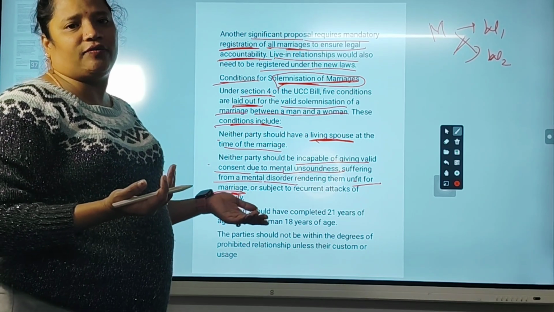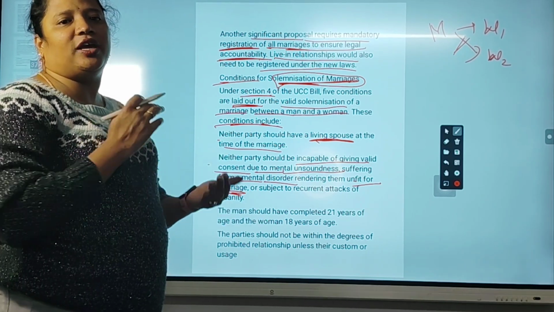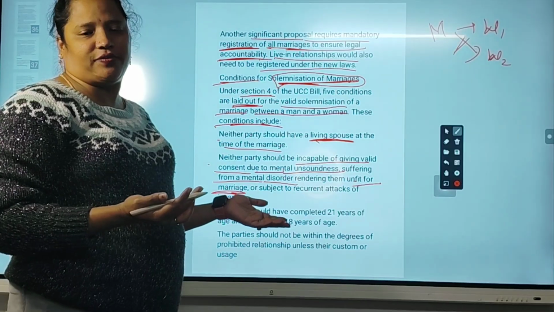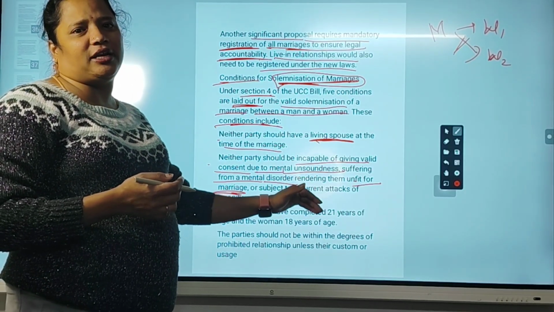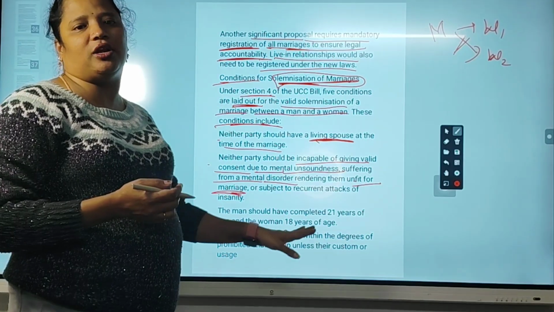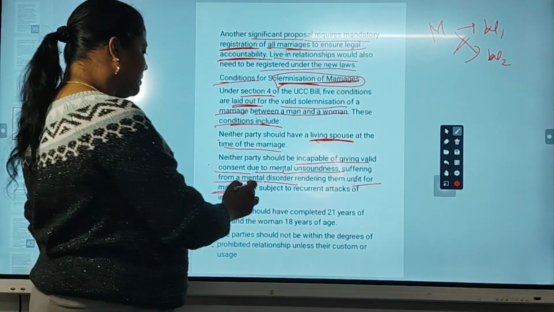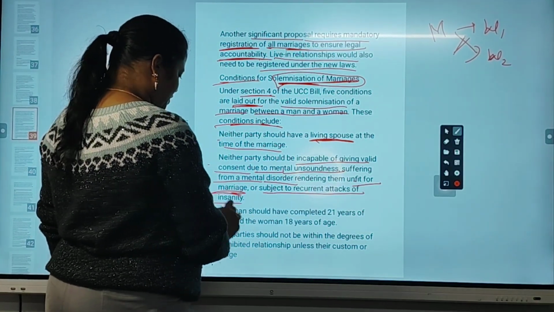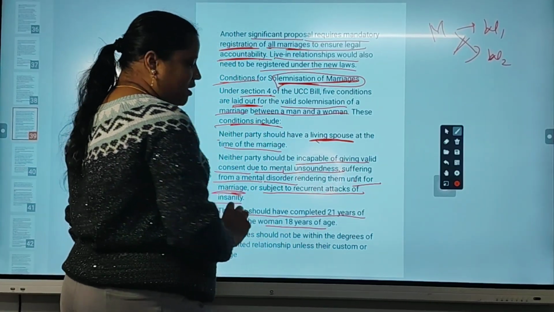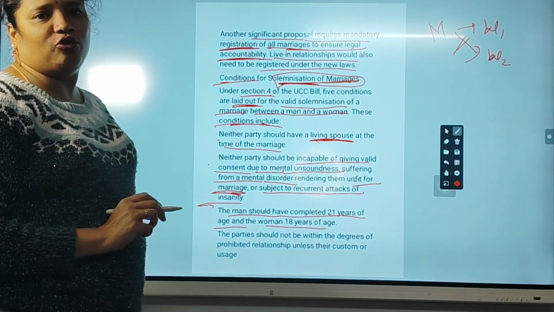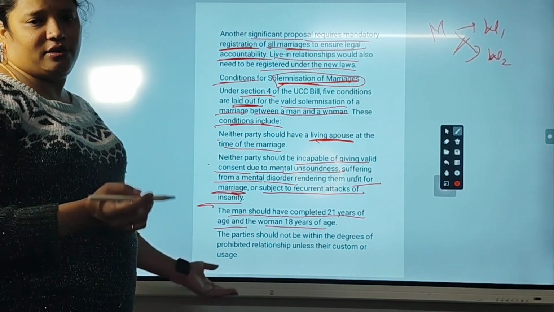How can he take care of the wife? So if he gets married, the wife's life will suffer. So in that case, the government stops this. The government declares he is unfit for marriage. He should not get married. Okay. So, subject to recurrent attacks of insanity. The man should have completed 21 years of age and the woman 18 years of age. Both the man and woman should be majors.